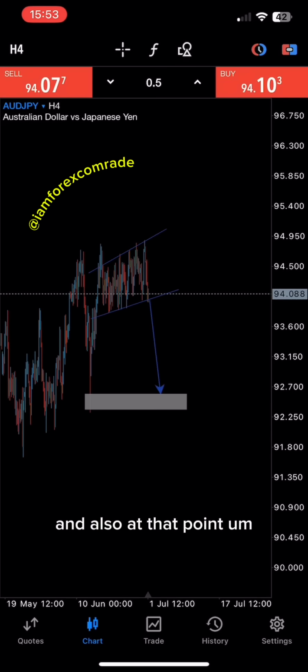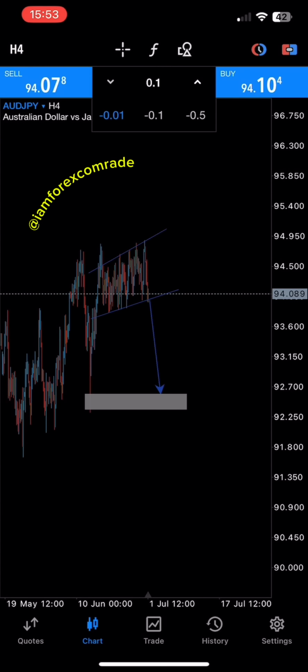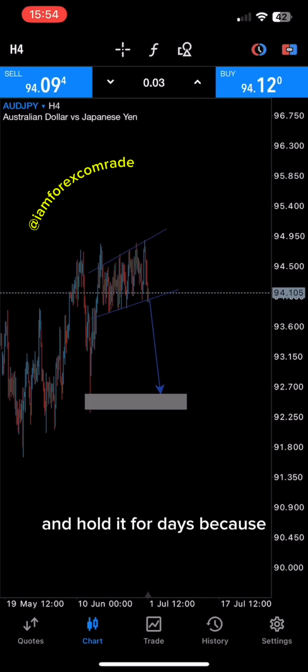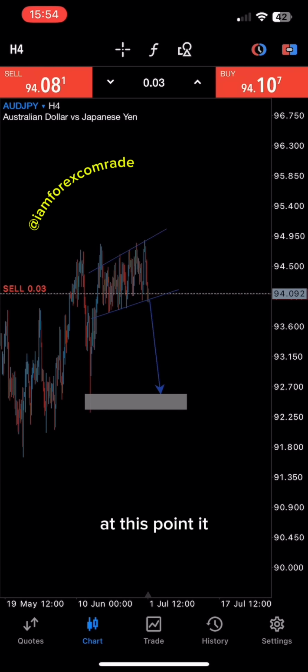And also at that point, we can actually, you have to be prepared to execute the trade and hold it for days, because there's absolutely no reason that the market is going to sell at this point.